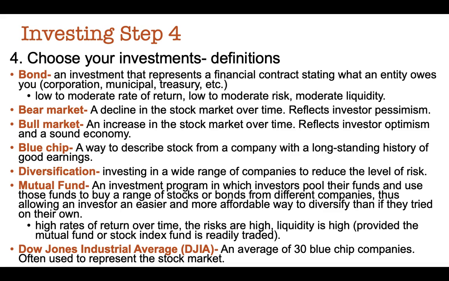So when I say low to moderate rate of return and risk, typically if you buy a bond from the US government, that's considered a pretty safe entity. There's low risk that the government will not be able to pay you back for your bond. Whereas a corporate bond is a little bit higher risk because there is a risk that the corporation might not make good on its IOU bond contract. So that's why this says low to moderate here on those risk and rate of return criteria.